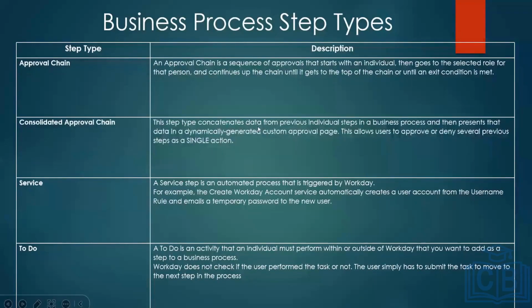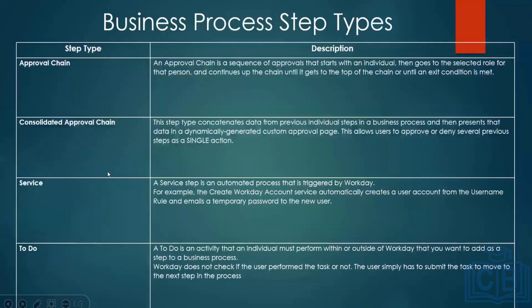This step concatenates data from previous individual steps in a business process and then presents that data in a dynamically generated custom approval page. That means whenever you have configured this consolidated approval chain at a step, the screen will come. Whenever the hire gets triggered, a screen will come to the manager, for example. I have configured it for the manager.